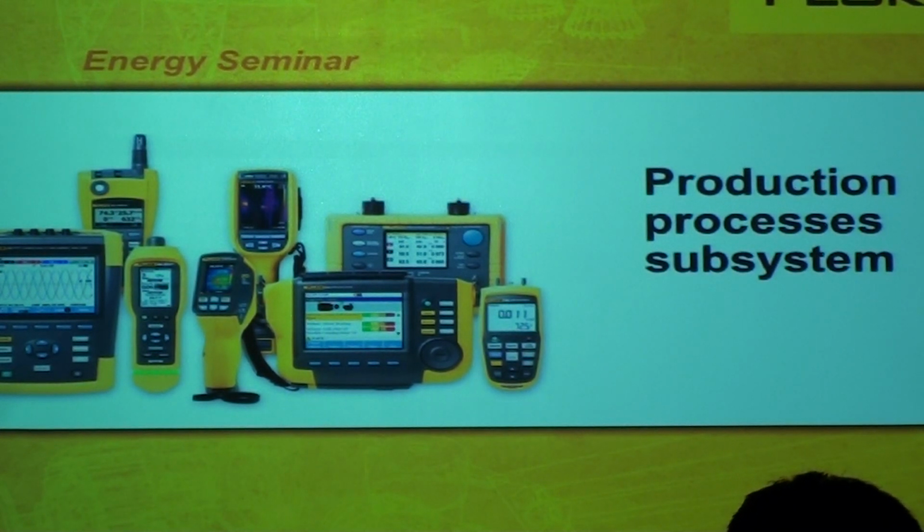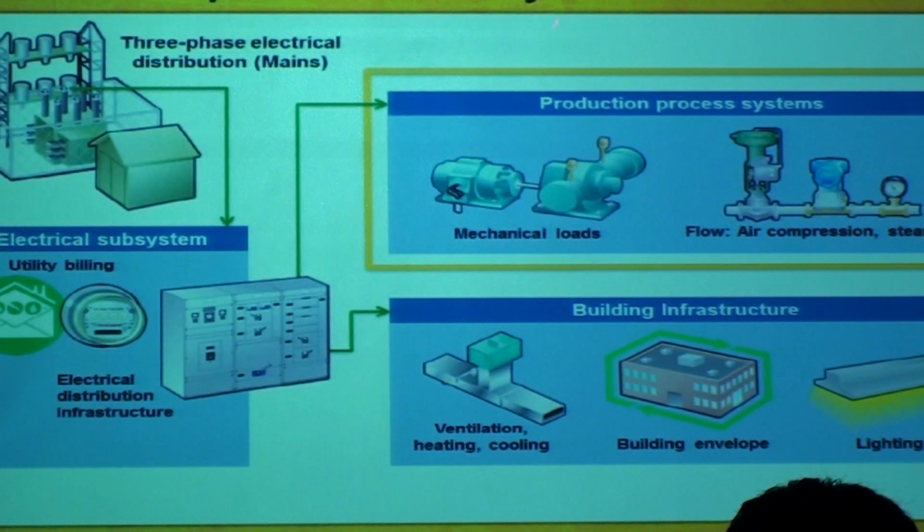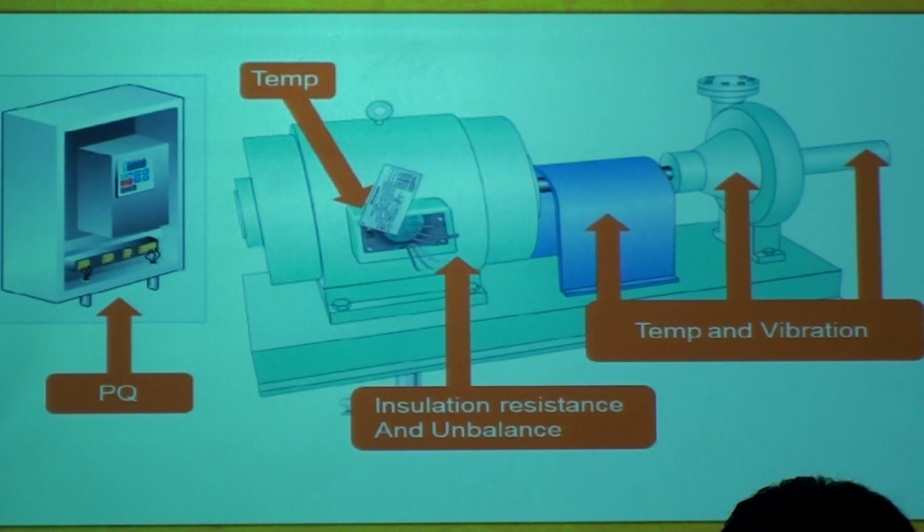Now we move into the next part of the building, which is the production. Okay, so you've got the utility, you've got production sub-process, and you've got building envelope. So in the production process subsystem, we are talking about mechanical loads, we are talking about HVAC, but also airflow, compression, compressors, steam systems. So electromechanical loads. This is an example of an electromechanical load.